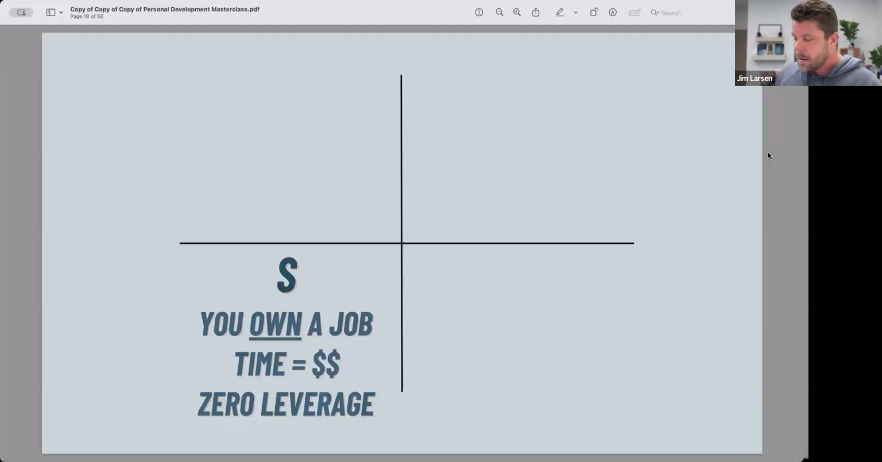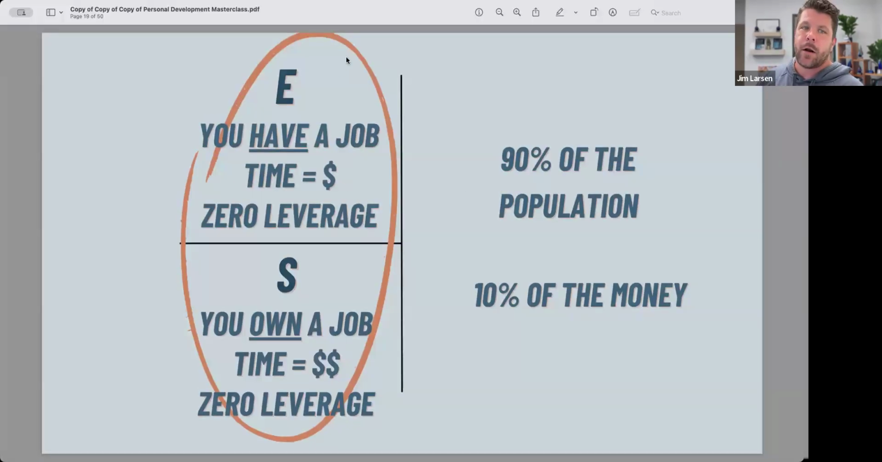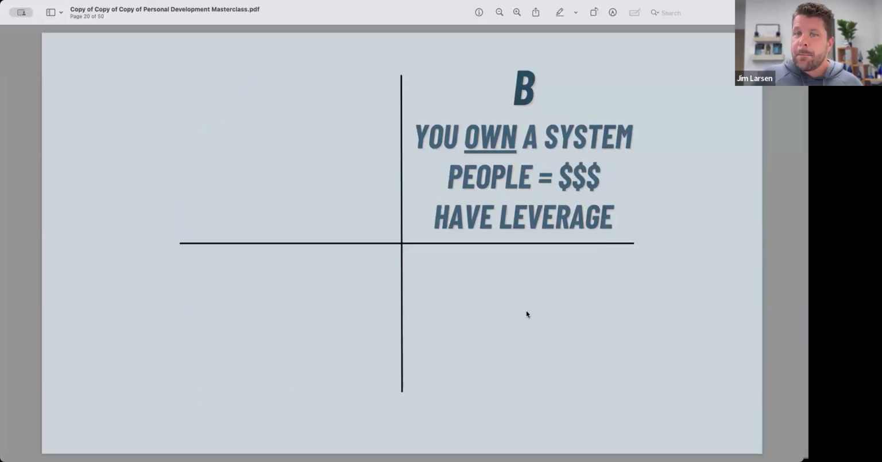Now, the dream of 99%, if not all, of the people in the S quadrant is to get to the B quadrant. But let's start over here. The E and the S, I told you there's a gulf between the left and right. The E and the S are 90% of the population with 10% of the money. 90% of the population lives in the E or S quadrants. It's not hard to go from E to S. People live there. Now, the dream of the S is to go over to the B quadrant.